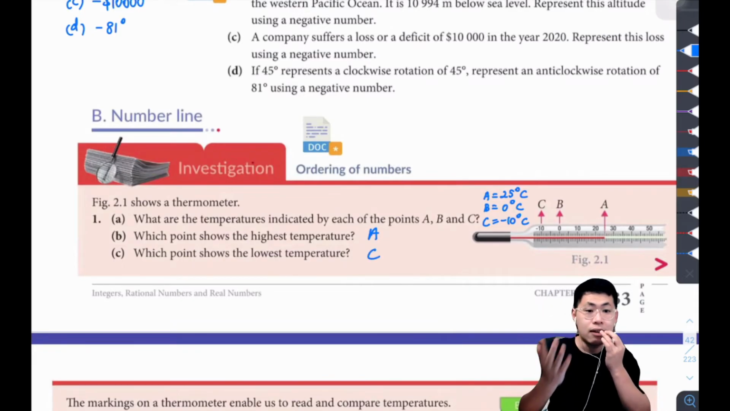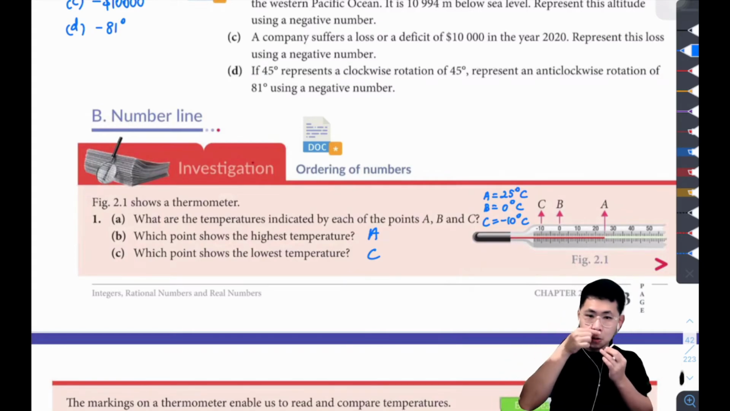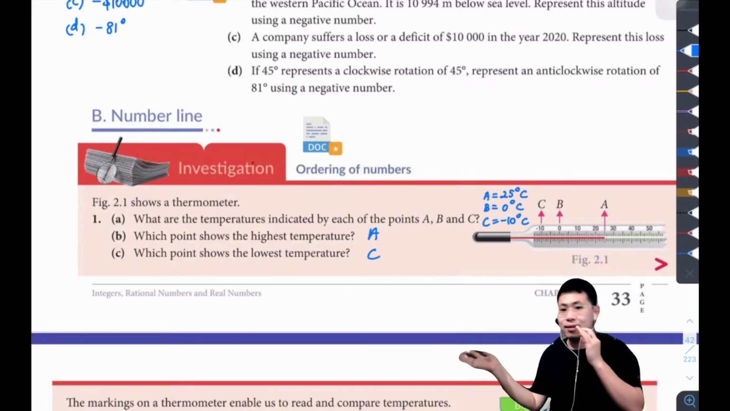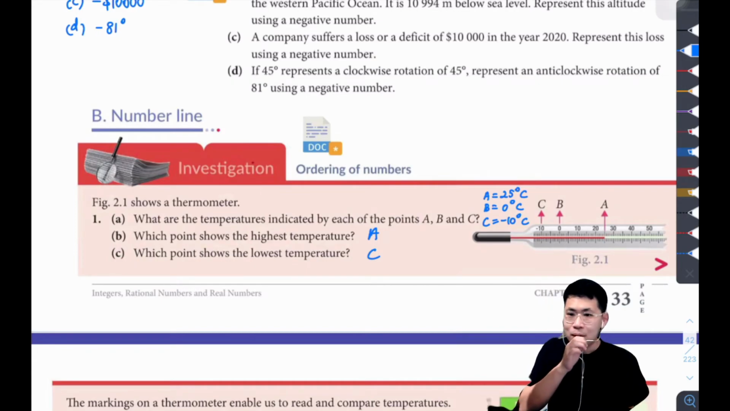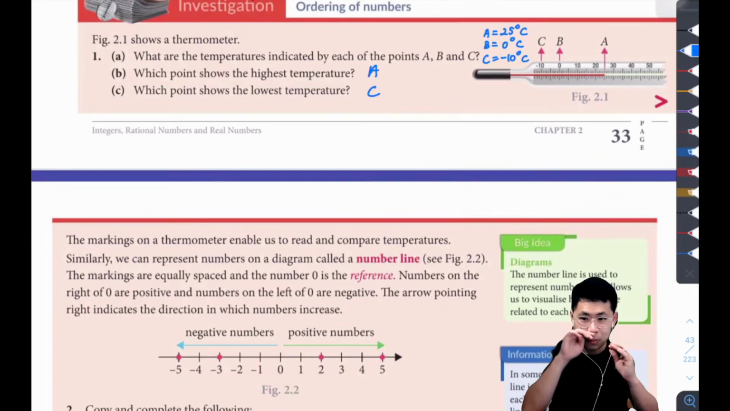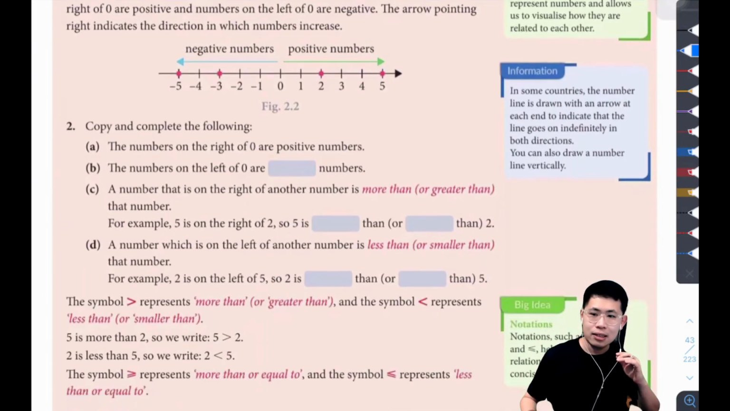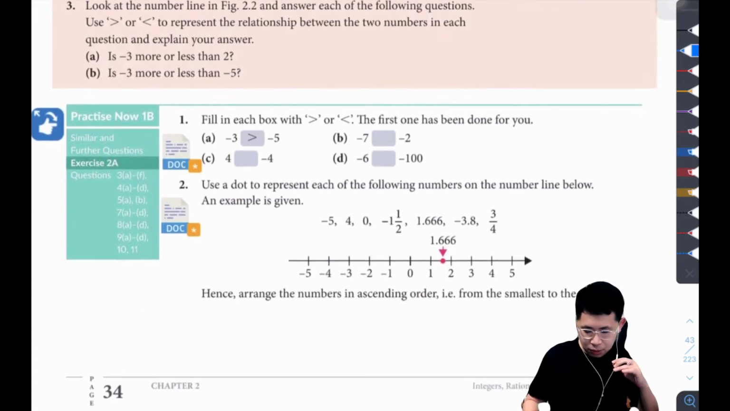So C is definitely lower than B, and C is definitely lower than A. So it means that, like negative numbers, if your size is very big, you'll be less than whatever is in front of you. Okay, all right. So this marking helps us to read and compare temperature, and we use this in our number line over here. Okay, so with this, let us jump right through to this Practice Now 1B.